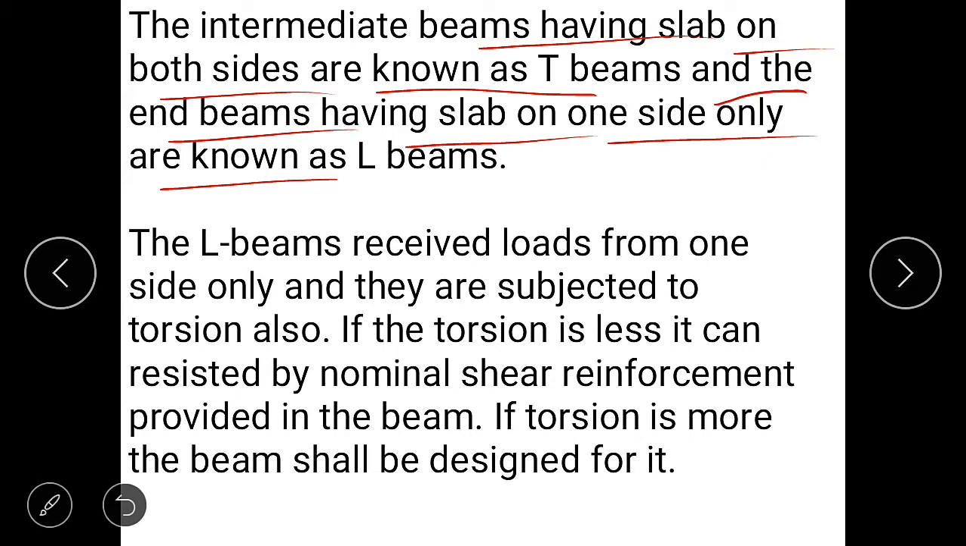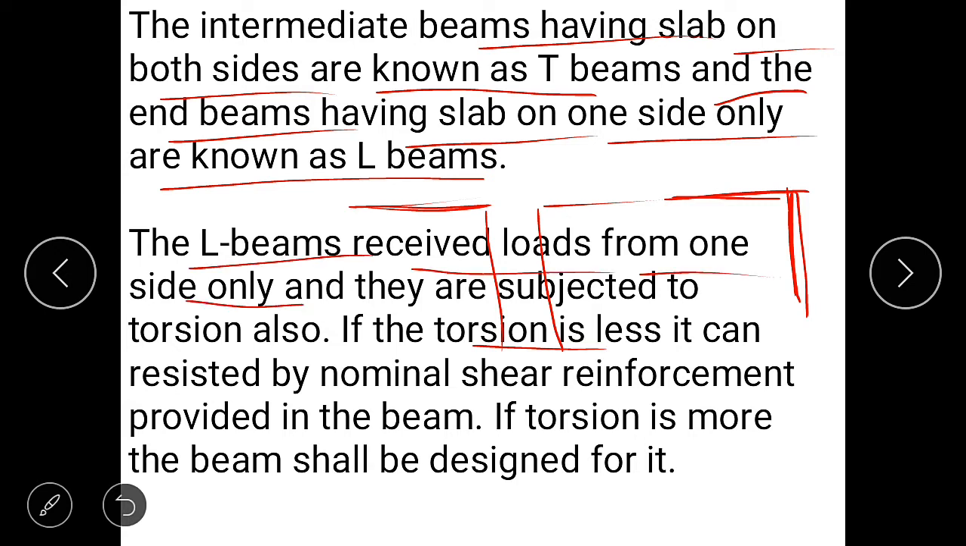At a corner portion, you can design an L beam. If here your structure ends and here it continues, at this section you can easily provide an L section. If it is intermediate, you have to construct the beam at the intermediate side. So here also slab, here also slab, here you provide the beam, then this section is called a T beam. The L beam receives load from one side only.